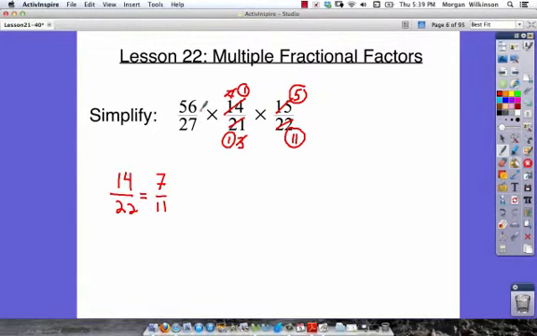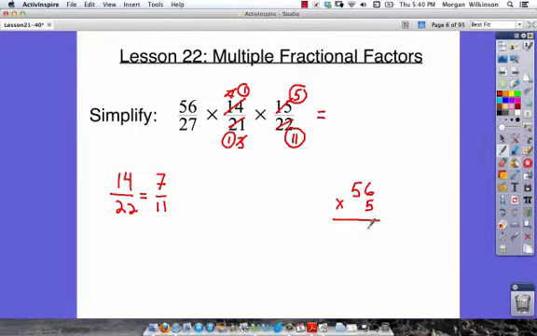Now, can we simplify the 56 at all? Well, 11 does not go into 56, and 27 does not go into 56, so the answer would be no. 5 does not go into 27, so we're not going to be able to simplify anything from here over to here. We're going to go ahead and multiply now. 56 times 1 times 5 will give us our numerator answer. Let's do that over here. 56 times 5. That's a lot easier than saying 56 times 14 times 15.